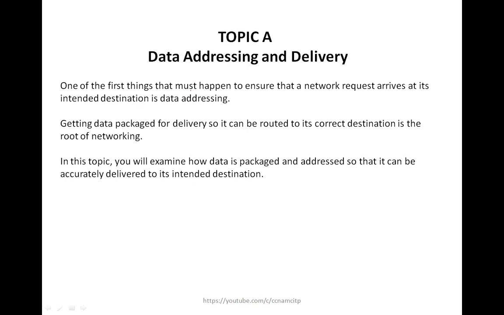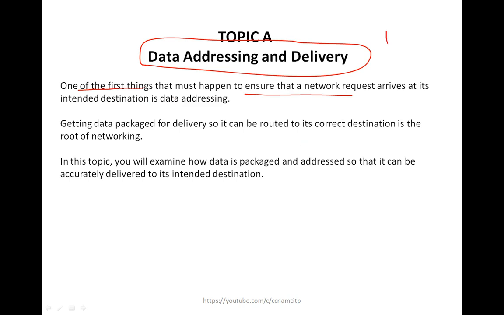So guys, the very first one is topic A, which is data addressing and delivery. First of all, we should understand what is data addressing and what we mean by delivery, also known as data delivery. One of the first things that must happen to ensure that a network request arrives at its intended destination is data addressing. The meaning is very simple, guys. The network has to ensure it knows where the data has to go.